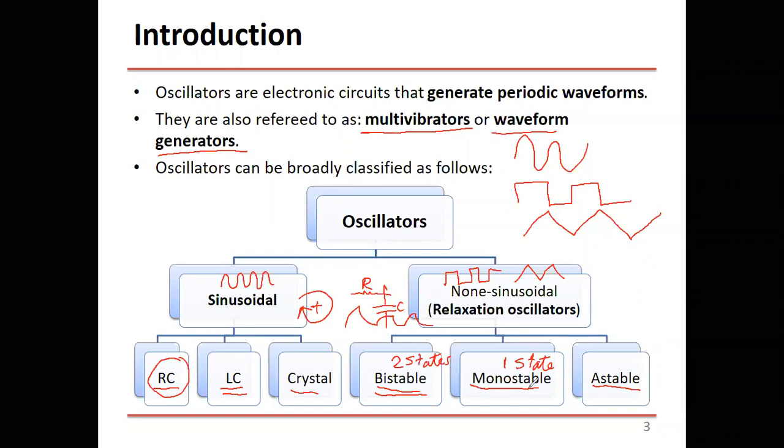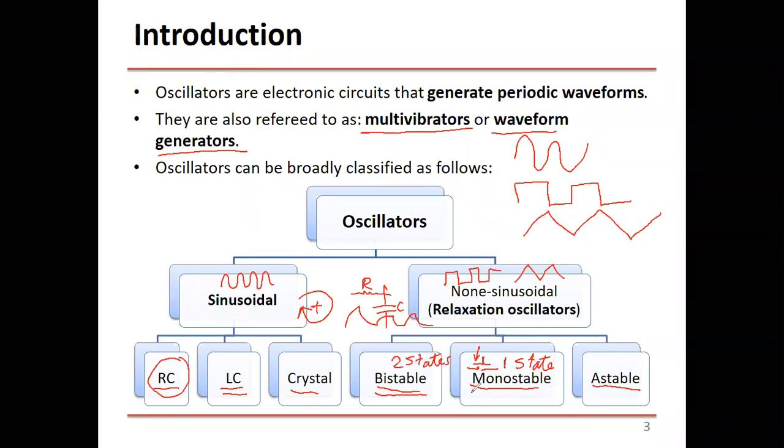But the monostable, on the other side, the analogy of it is the push button of your doorbell. If you have a doorbell push button, it's always in the off state unless you press it momentarily, like for a few seconds, to turn it on, and then it goes back to the off state again. So this is called the monostable.